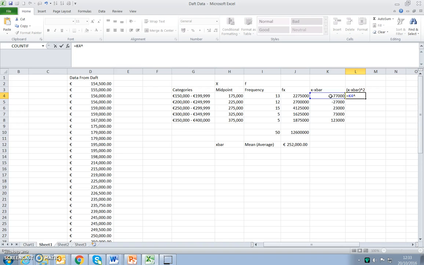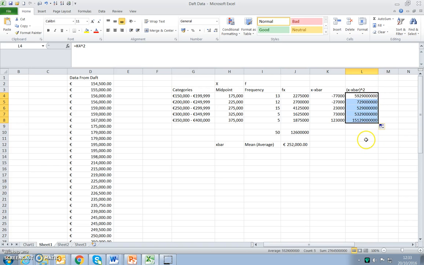It's just above the 6, so control and 6, and you get this symbol, and 2 means that you're squaring it, so you have x minus x bar squared there. And again, all you need to do is click and drag. You have those values. You don't sum it yet because you have not at this point taken into account that some columns, some categories are weighted greater than others. There's more houses in this column than this. So you will multiply this by the frequency.